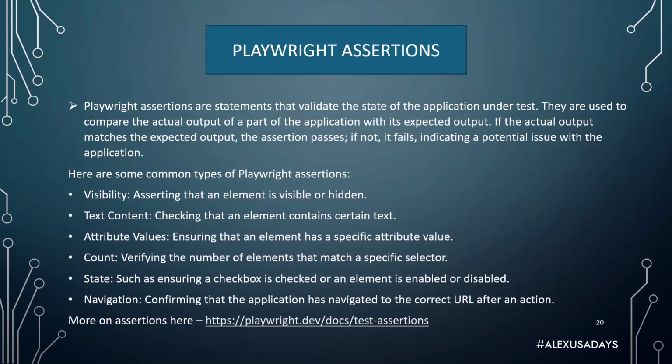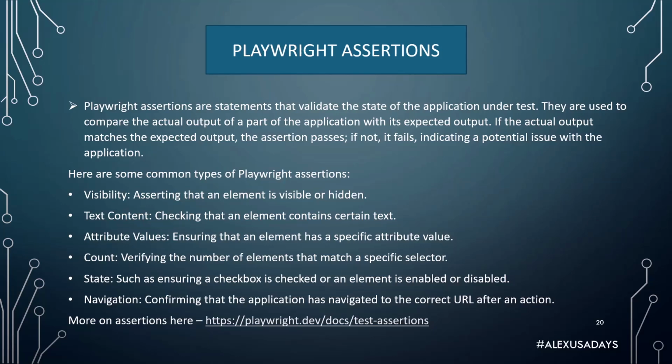So Playwright assertions are statements that validate the state of the application under test. They are used to compare the actual output of a part of the application with its expected output. If the actual output matches the expected output, the assertion passes. If not, it fails, indicating a potential issue with the application.